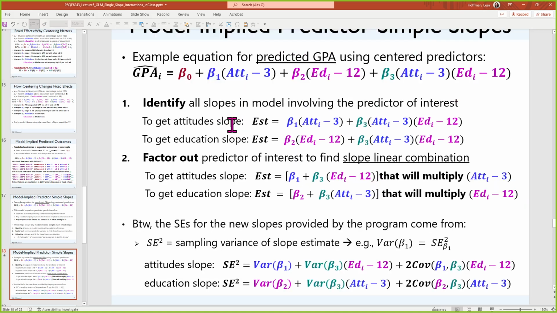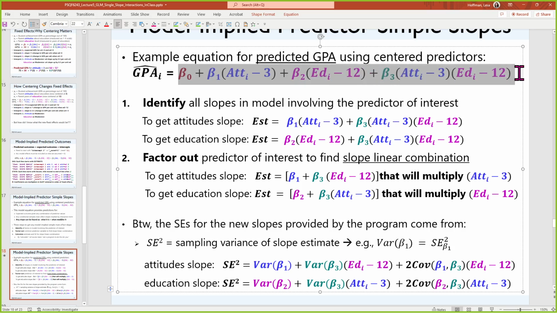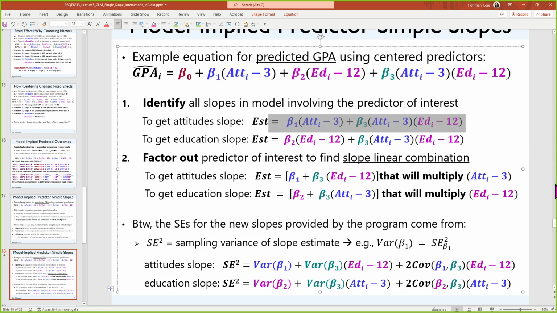Okay, so if I want to get the slope for attitudes, here's how I do it. The logic is I go up here and find all the terms that have attitudes involved in it. So I don't need this, I do need that, don't need beta 2, I do need this. Okay, so that gives me this much. Likewise, if I wanted to get the slope for education, I go up to the model, find all the terms that contain education, and bring those down. So it would be these two.